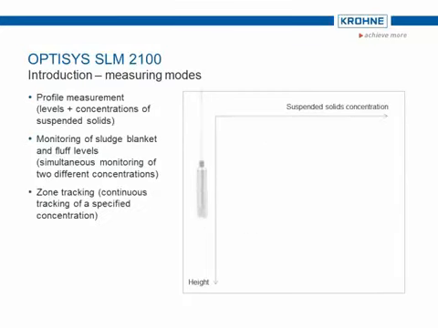With the third measuring mode, the zone tracking mode, a specific concentration level is continuously tracked. The sensor moves up and down slightly in the area of the particle concentration to be tracked and thus constantly identifies the current position of the target value. In this way, any change in the level, for example during depumping, can be continuously tracked. These 3 measuring modes allow great flexibility in the deployment of the OPTISYS SLM 2100.